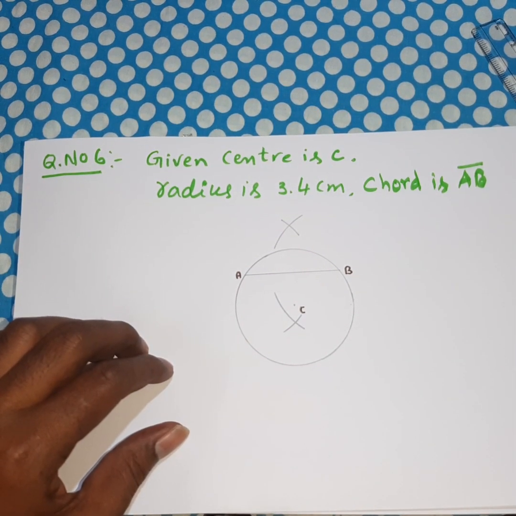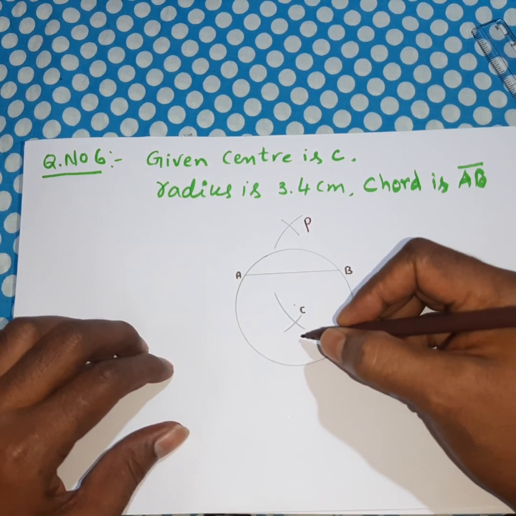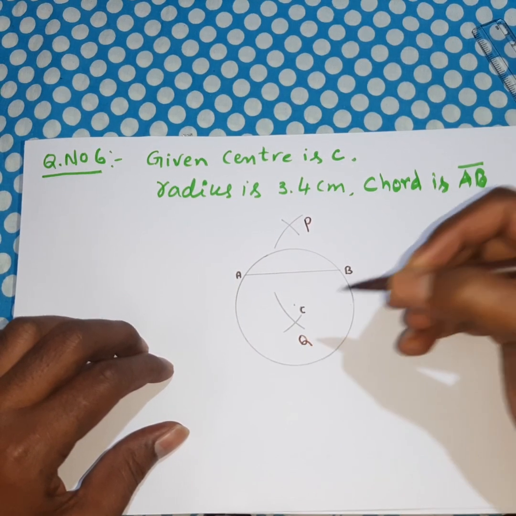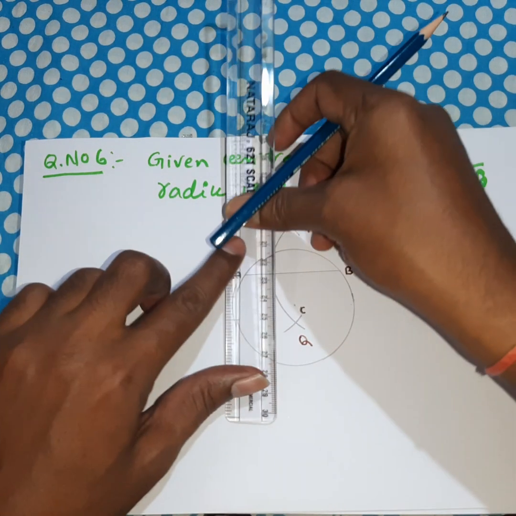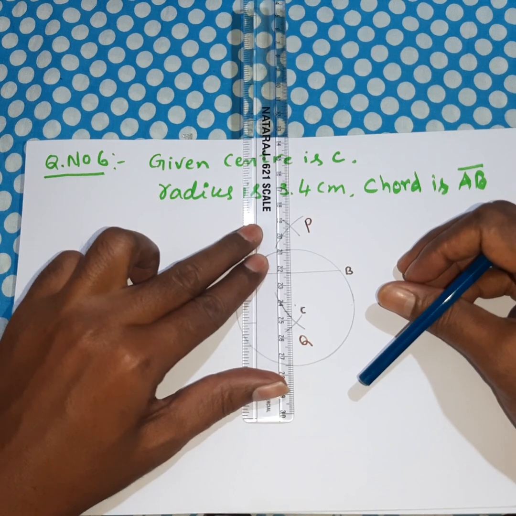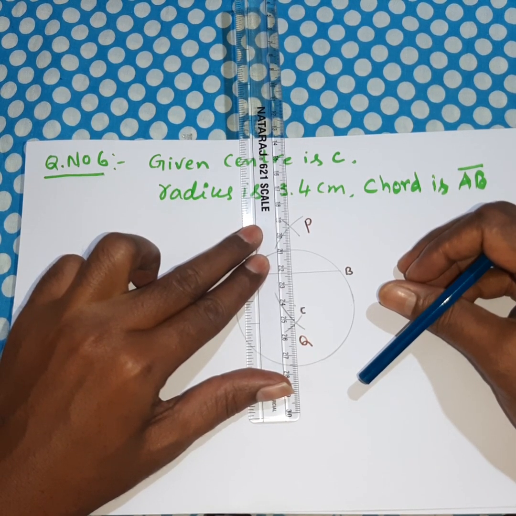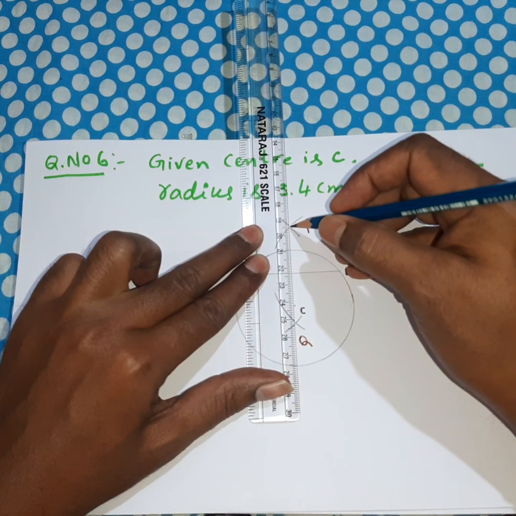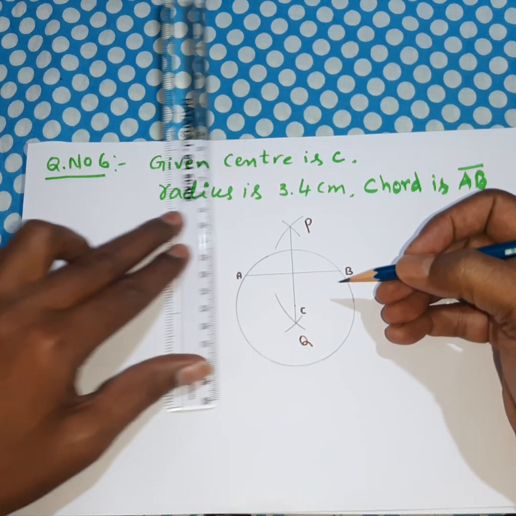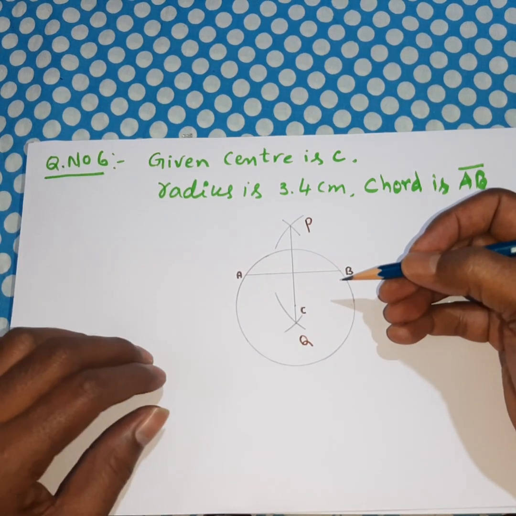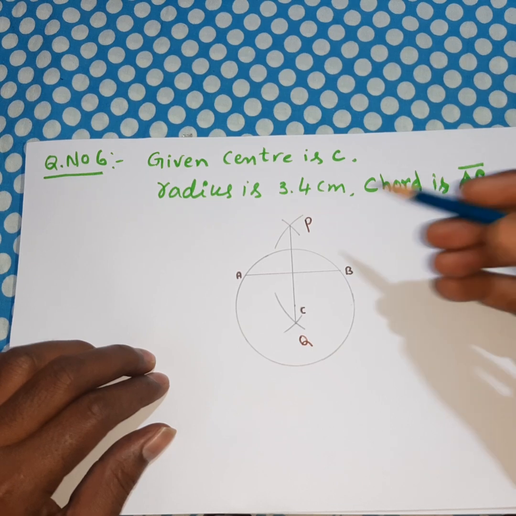Let us take P and Q. P here and Q here. Now I am going to join PQ. While joining PQ, you can draw the line exactly. Now see, I joined PQ. PQ is the perpendicular bisector of AB.